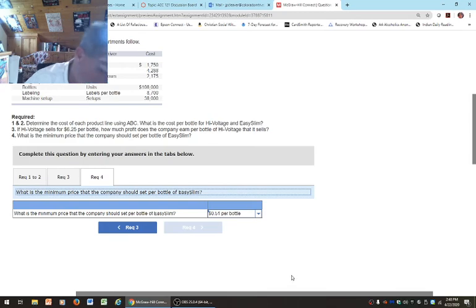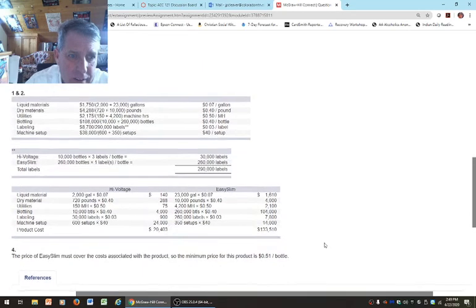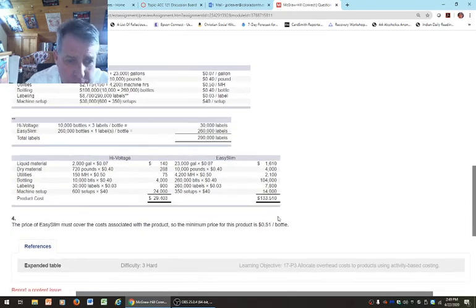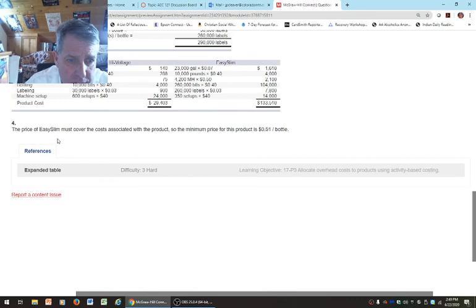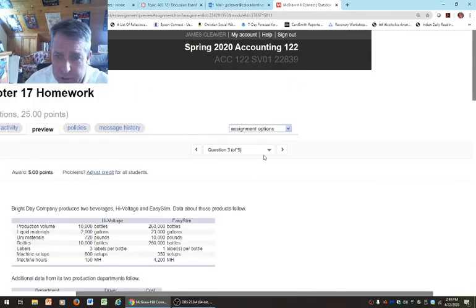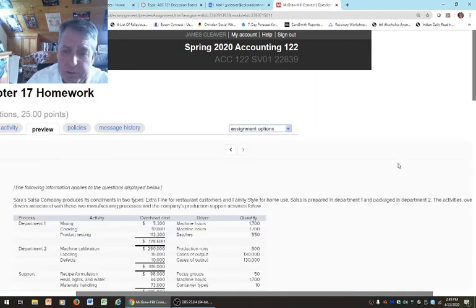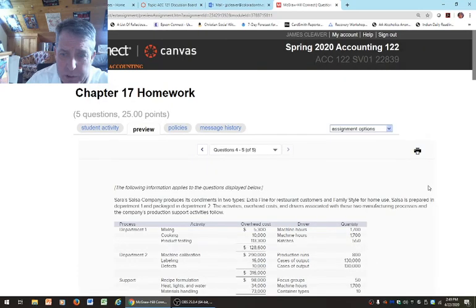Minimum price set for a bottle of Easy Slim, whatever the hell that is. And here's 1 and 2. 4, Easy Slim must cover the costs associated with the product, so the minimum price was 51. That way of getting to break-even. Here's questions 4 and 5.